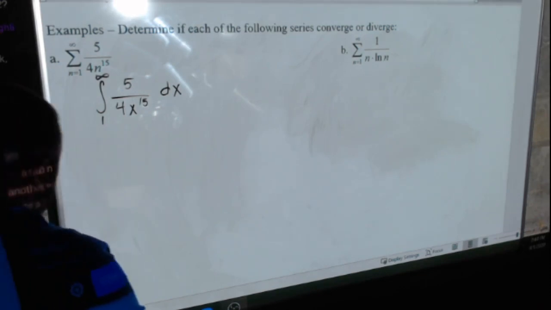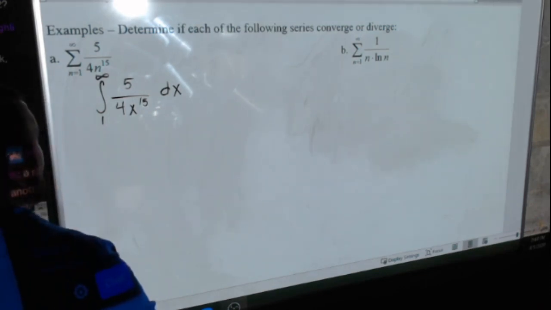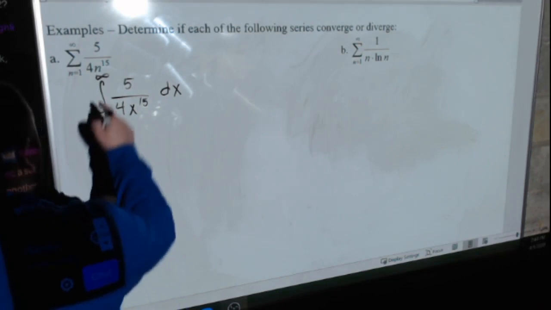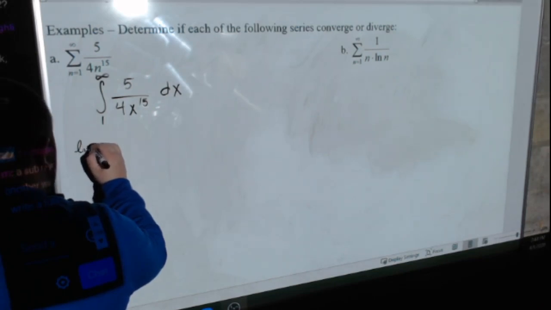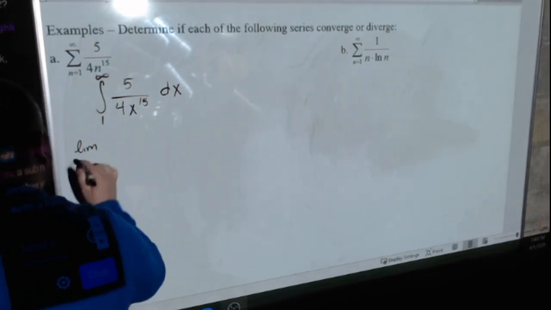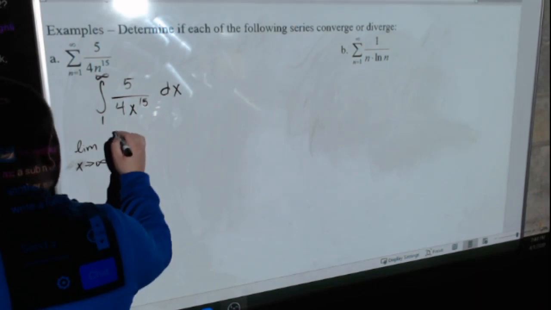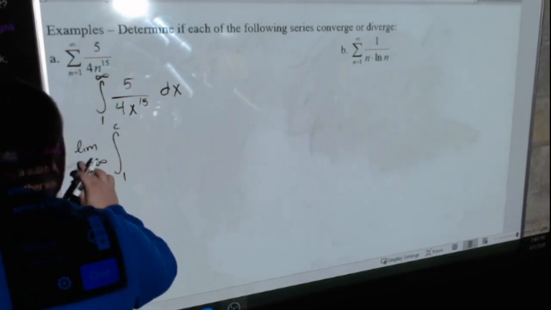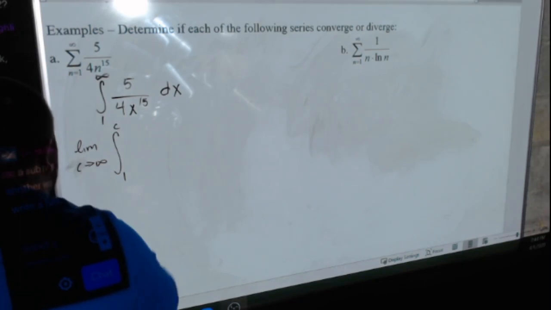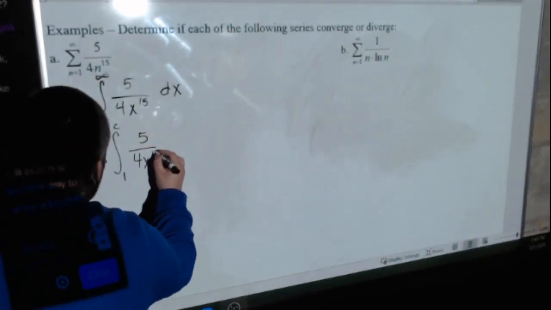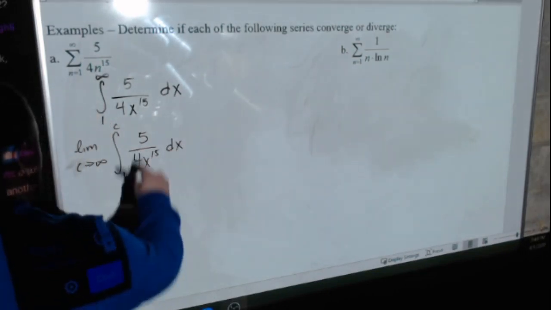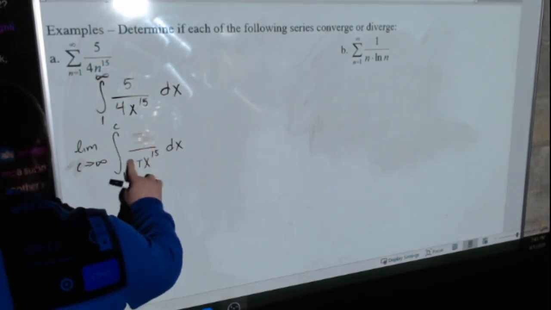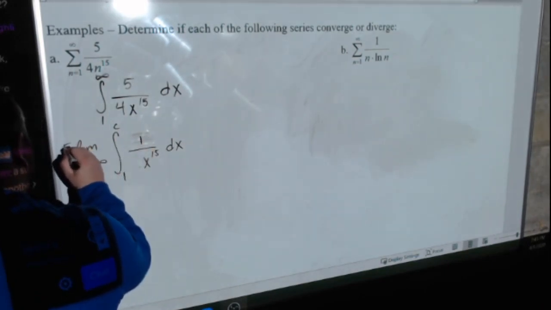And as a technicality, I'll do it this time and then I will refrain from the rest. This is an improper integral, so we would technically need a limit as c approaches infinity of the integral from 1 to c. Should make that c, sorry. And this would be 5 over 4x to the 15 dx. We could also take the 5/4 out to the front.